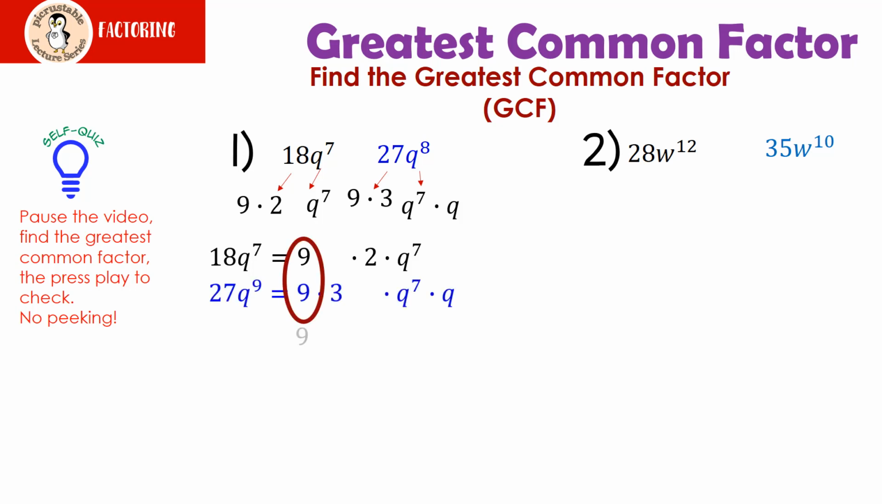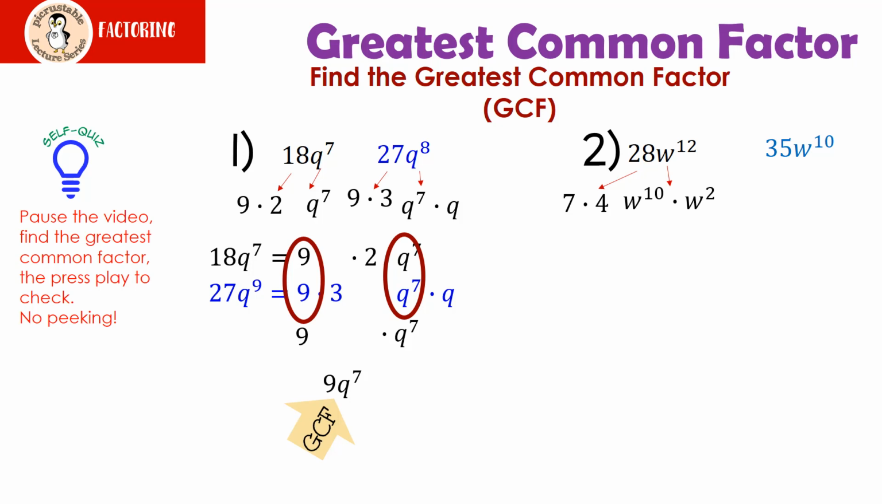Now we're going to circle our common factors. Great! So we have 9q to the 7th. And guess what? That's our greatest common factor. I know! Let's look at the next one. 28w to the 12th and 35w to the 10th. Well, w to the 10th is the smallest exponent. So in the first one, when I have 28, I'm going to say 7 times 4.